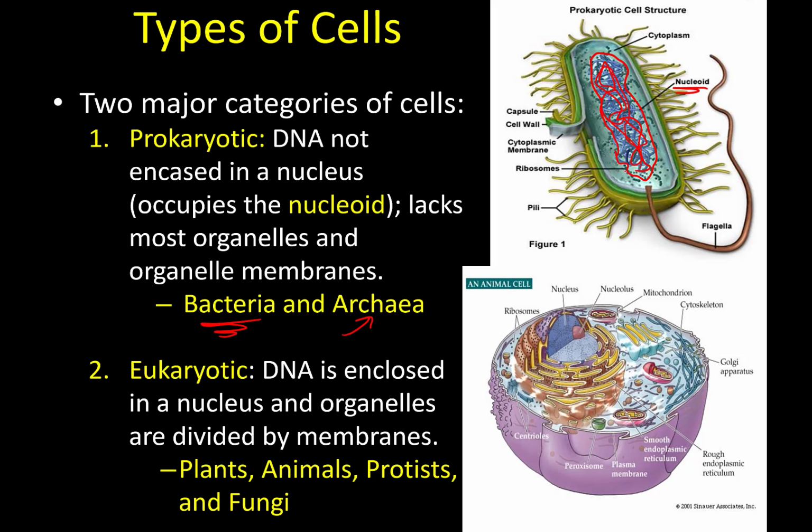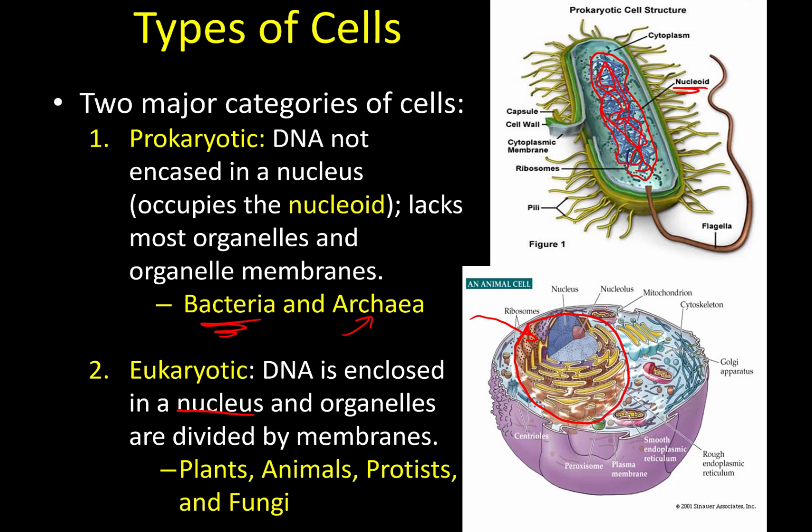Prokaryotic cells also lack most of the complex organelles that do specialized jobs, which are found in eukaryotic cells. And they also lack most of the organelle membranes that separate a eukaryotic cell into different chambers. Now, eukaryotic cells have all of those things that I just said prokaryotic cells don't have. They have DNA, and it's enclosed inside a structure called a nucleus, which you can see right here. Okay, so this is a cutaway diagram, so you can see inside of the nucleus, and we'll revisit this diagram in a couple of slides.